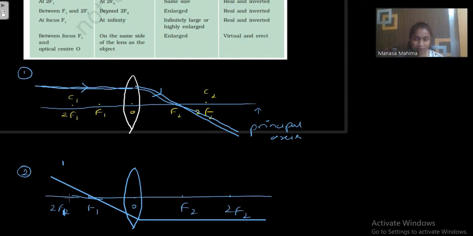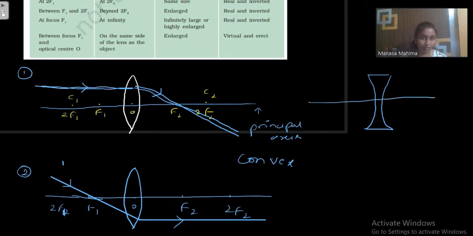All these cases we have studied in the case of mirrors. Same thing we have to write down for lenses also. This is the case for convex. If we are talking about a concave lens, same thing we have to write down. This is concave, correct?